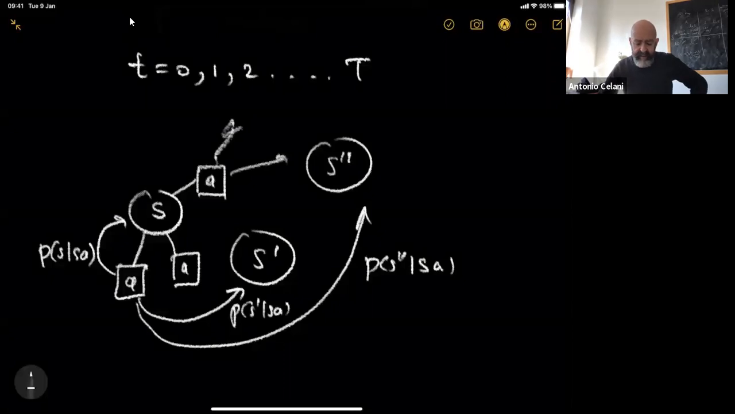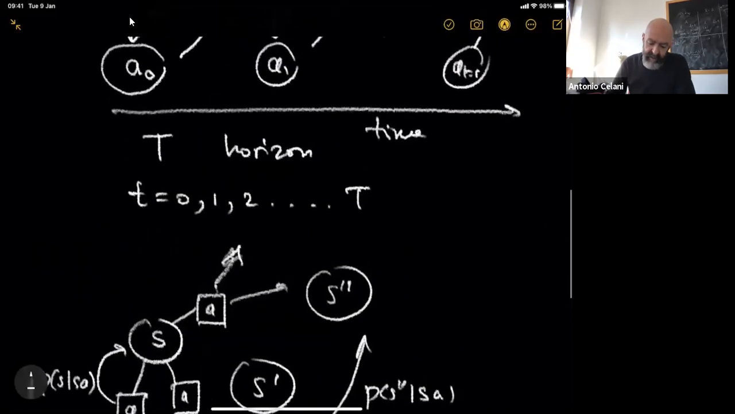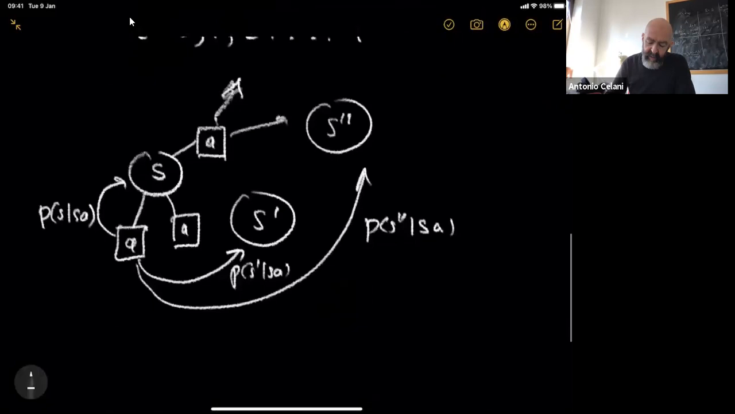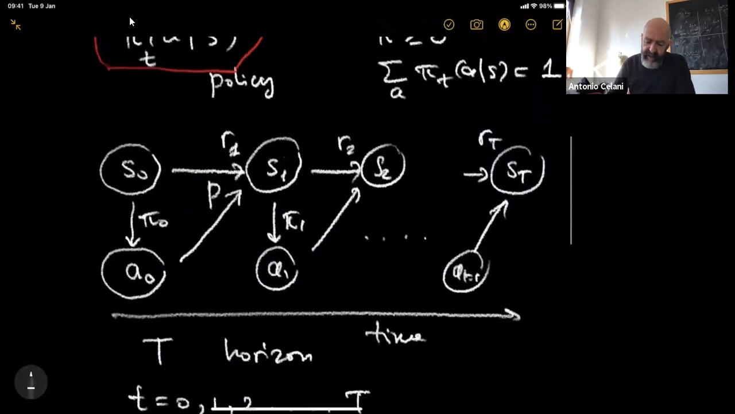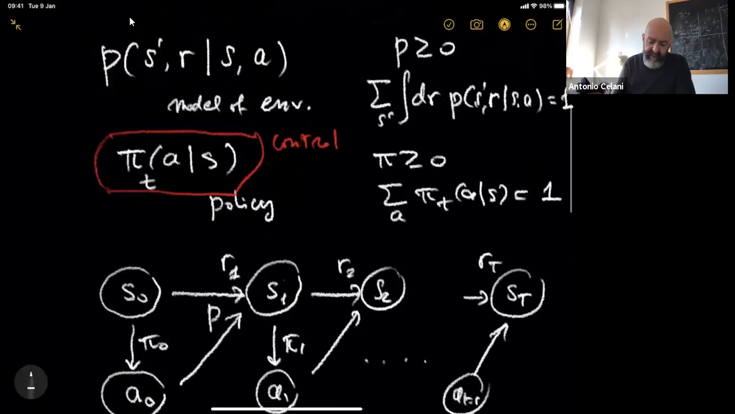Okay, and then of course you can generalize whatever. And this is a graphical description which reminds more of how you would describe a Markov chain with all the arrows that go from one state to another. What is left here to define is what is the goal of the optimization, right?